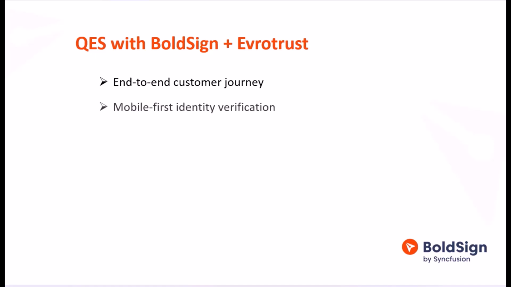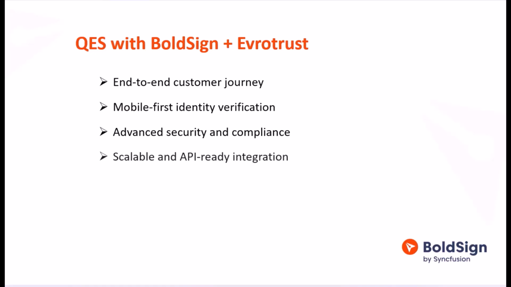As a mobile-first platform, Evrotrust enables signers to securely verify their identity and complete the signing process from their mobile devices. Security is built into every step with advanced biometric verification and secure data handling, helping ensure legal compliance and data protection. Evrotrust's scalable, API-driven architecture makes it easy for organizations to integrate QES capabilities into existing applications and workflows. Together, BoldSign and Evrotrust deliver secure, legally compliant, and tamper-proof qualified electronic signatures, QES.